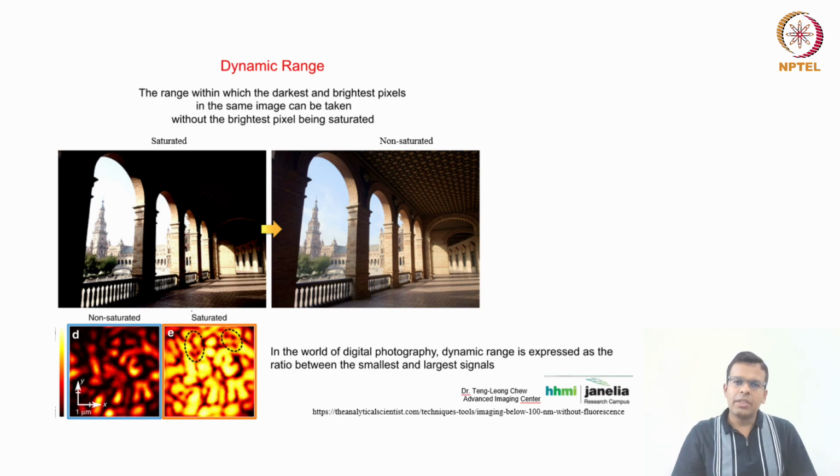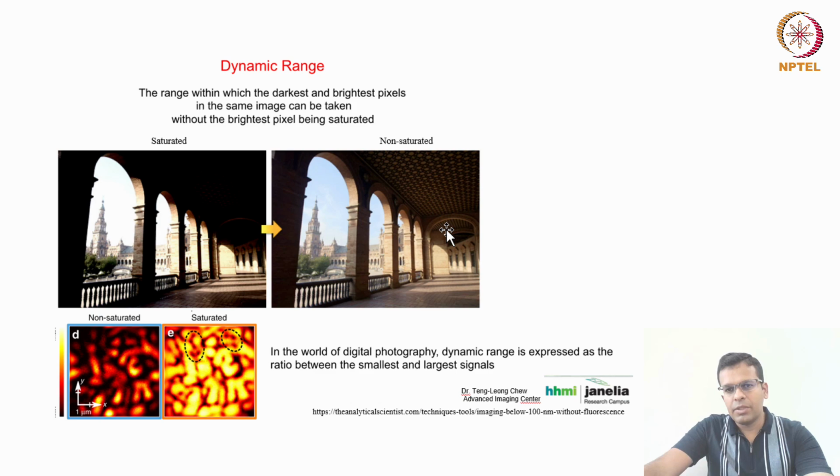Now coming to another terminology that we frequently use in microscopy or while image processing: the dynamic range. So what is the dynamic range? It is the range within which the darkest and the brightest pixel in the same image can be taken without the brightest pixel being saturated. Look at this image. I can explain this phenomenon by showing this image. So this is the saturated image and this is the non-saturated image.